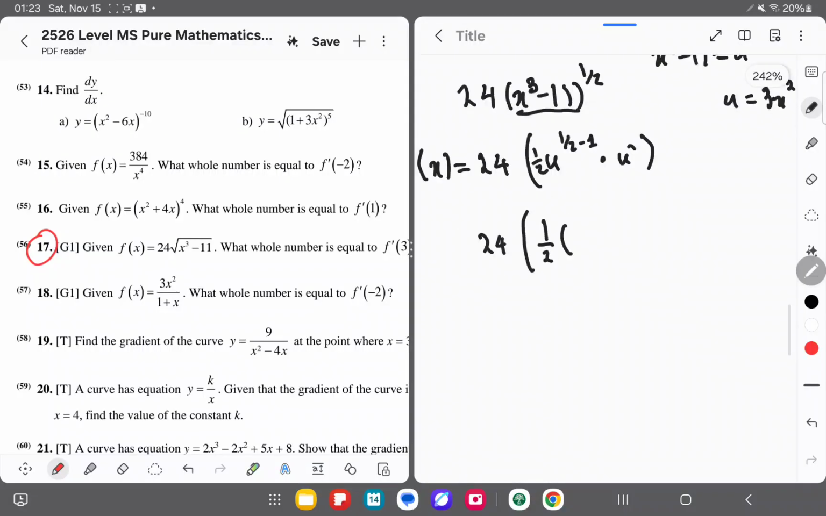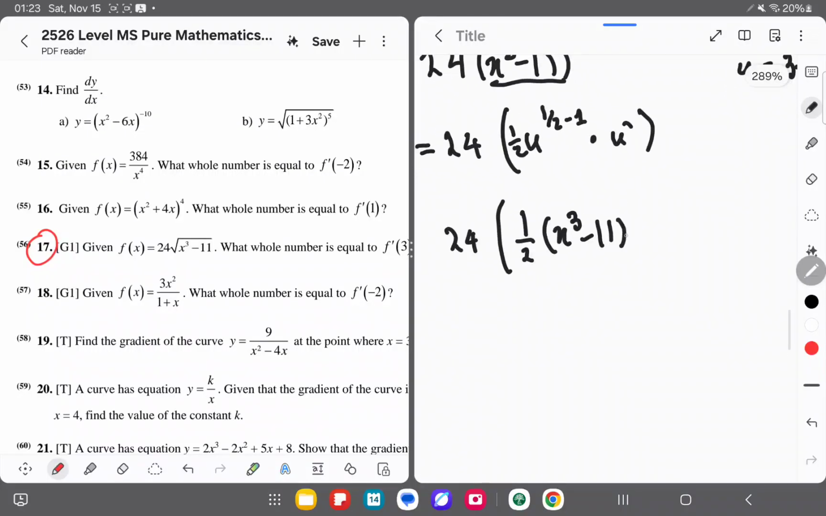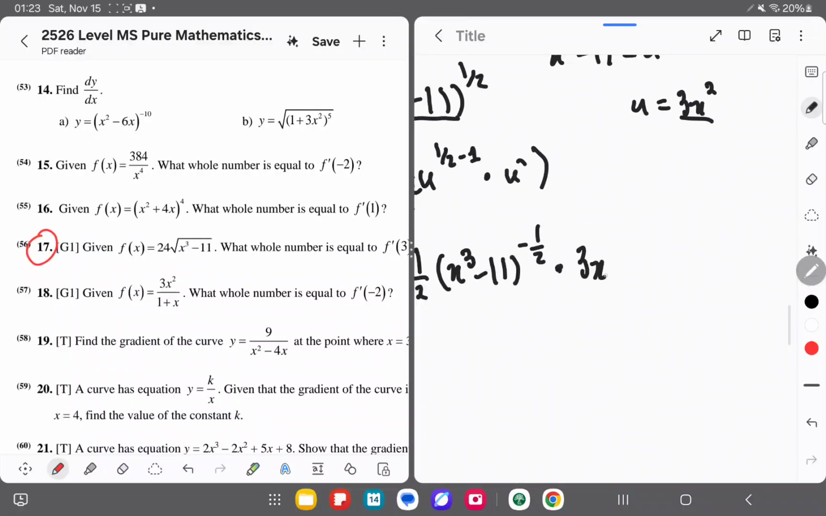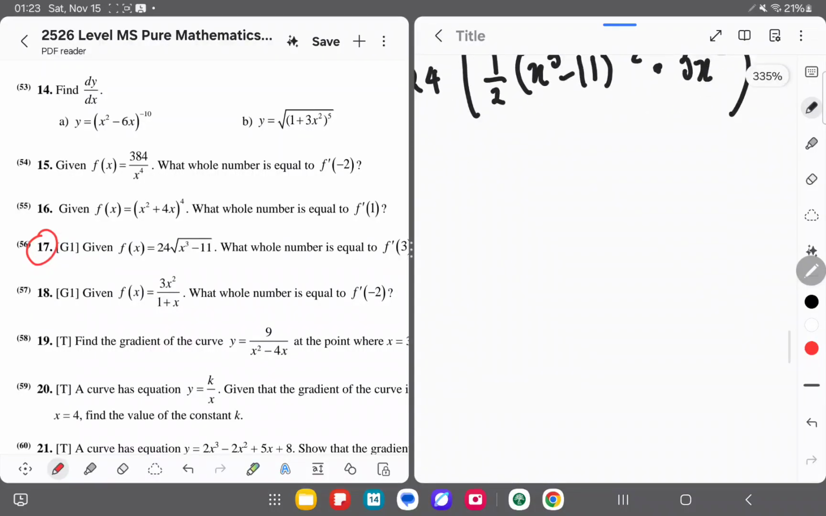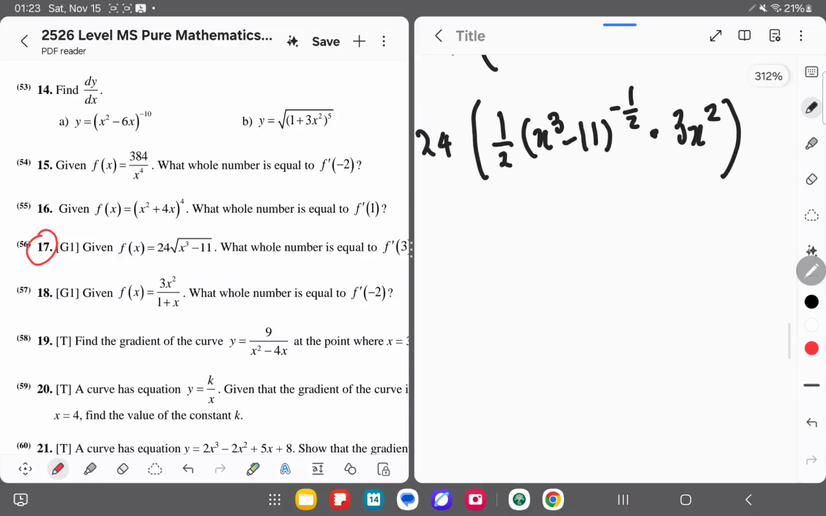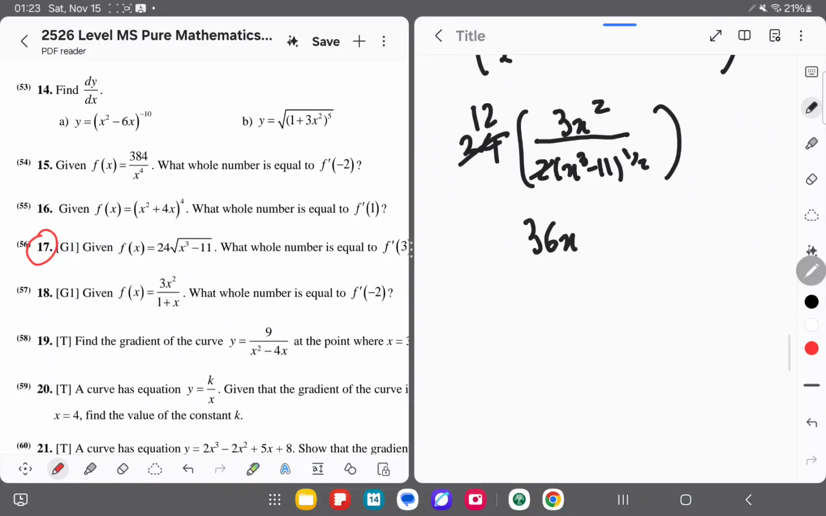So u, the inside, is x cubed minus 11 to the power of minus half, multiplied by u prime. So u prime here is 3x squared. And then I just simplify this here. So I get 3x squared over 2 times (x cubed minus 11) to the half, times 24. And then I cancel, and I get this simplified here.